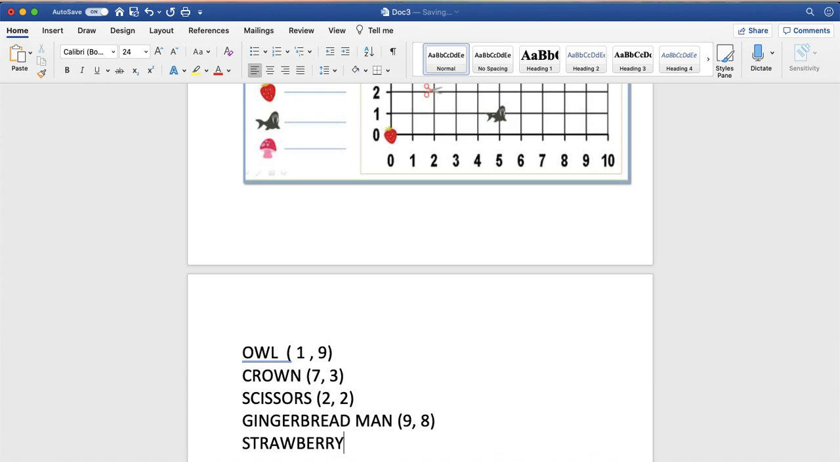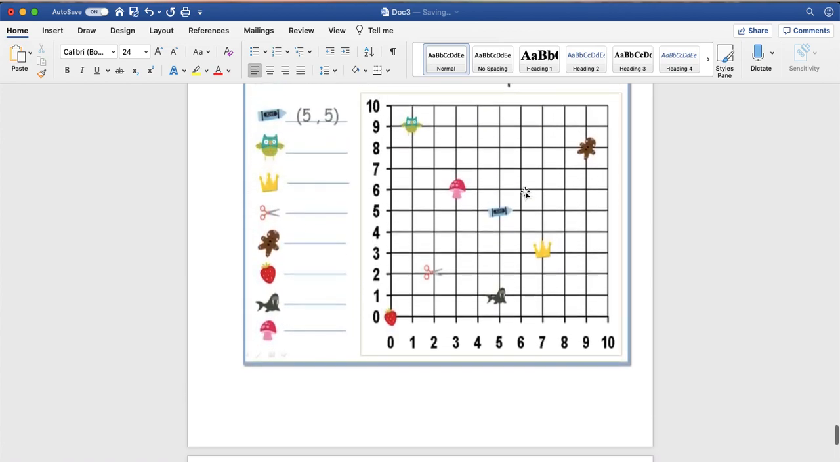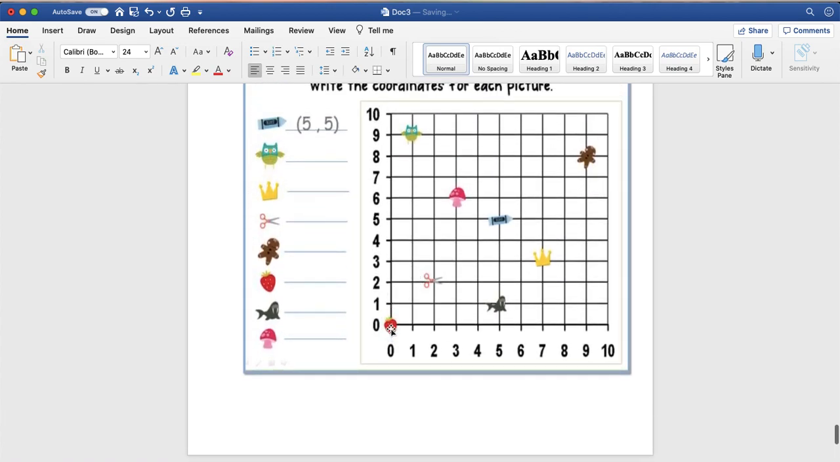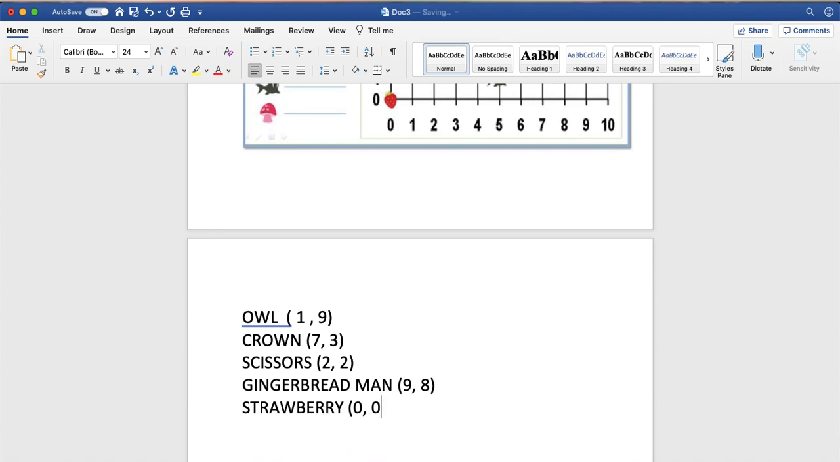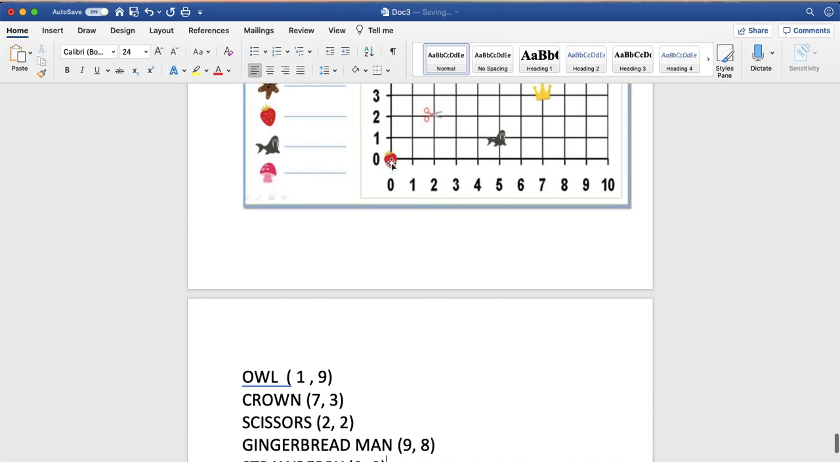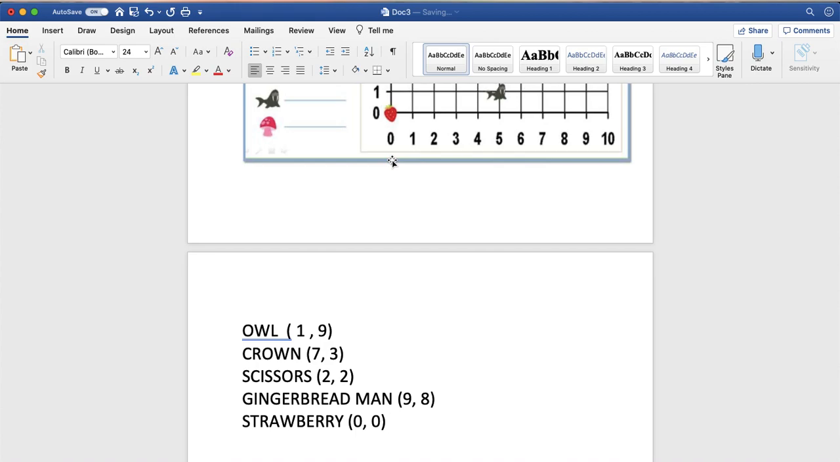Now my next one is my strawberry. Start off my parentheses. As you can see right over here, my strawberry, that's my home base. It's right on my home base. And remember, the coordinates or the directions, the ordered pair for the origin will always be the same. And that is 0, 0. Because I'm not running and I'm not jumping. I'm standing right here at 0. So whenever we have the coordinates for our origin, they will always be 0, 0 because we're not running and we're not jumping.